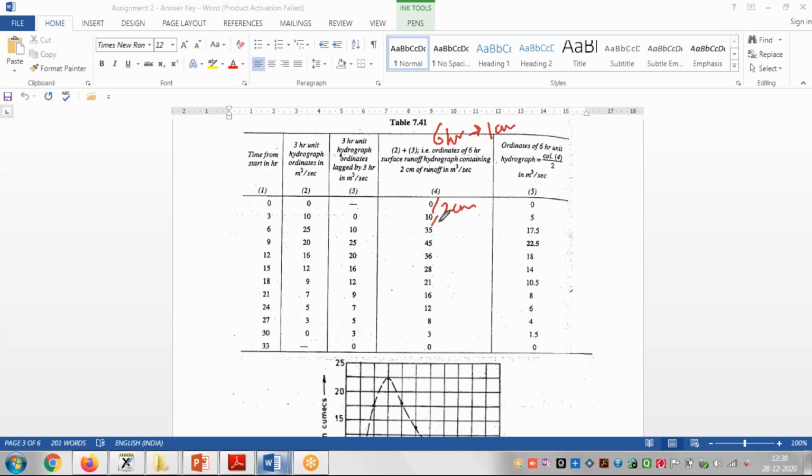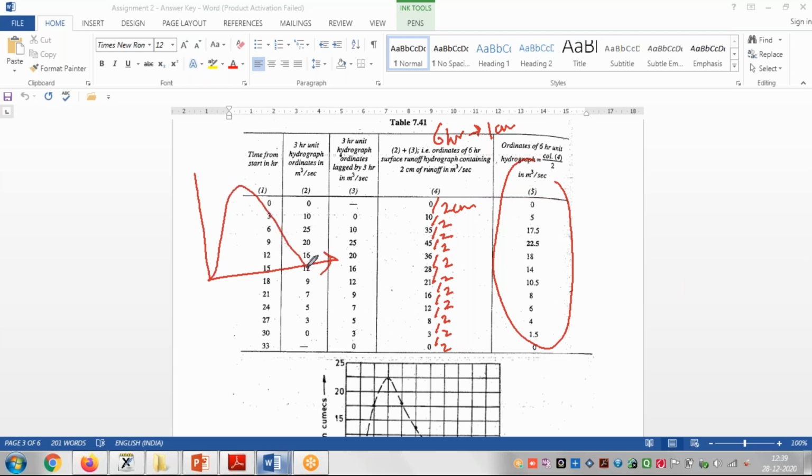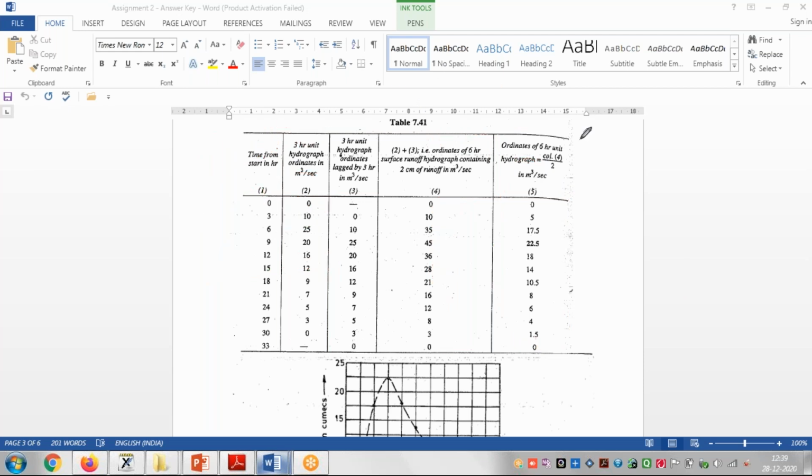This is 10 divided by 2, 35 divided by 2, 45 divided by 2, 36 divided by 2, 28 divided by 2, 21 divided by 2, 16 divided by 2, 12 divided by 2, 8 divided by 2, 3 divided by 2. So I will get these ordinates, and I will draw them on the x and y axes. So again I will draw the graph, and this graph will be what? This graph will be the 6-hour unit hydrograph. Why unit hydrograph? Because of 1 centimeter rainfall. Is it okay?